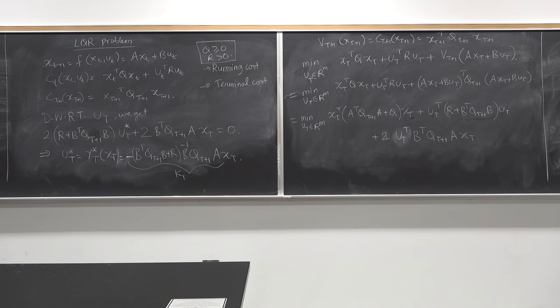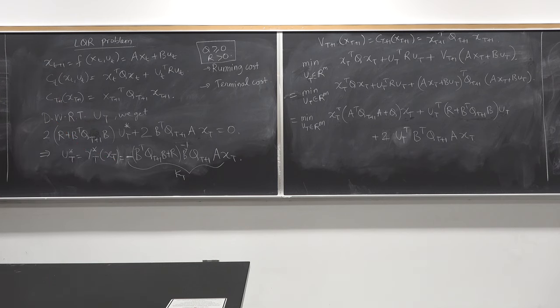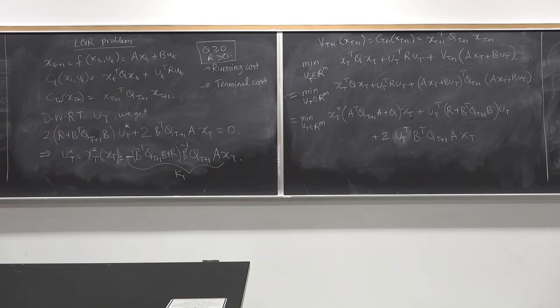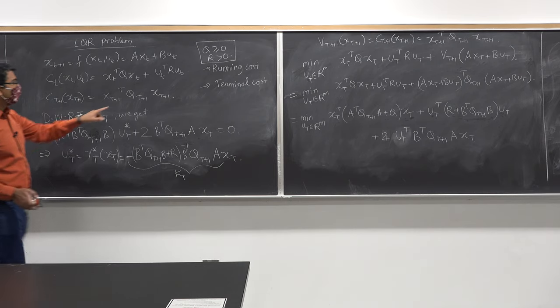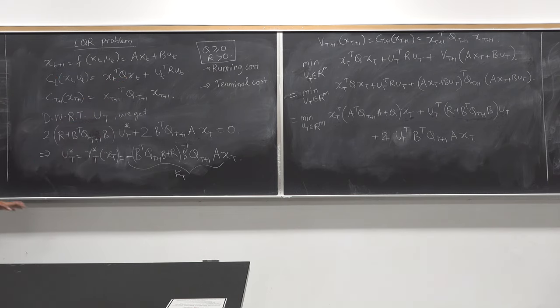This is one of those rare cases in dynamic optimization where the optimal solution has such a nice form. For the rest of the semester, we will see that that's not the case in general, and that the policies can be a very, very complex function of xt. But in this case, in the linear quadratic problem, it's actually a linear function of xt. The optimal policy is a linear function in xt. Now notice another thing, all of these are problem parameters: A, B, Q, R, and this Q(t+1). These are all problem parameters.